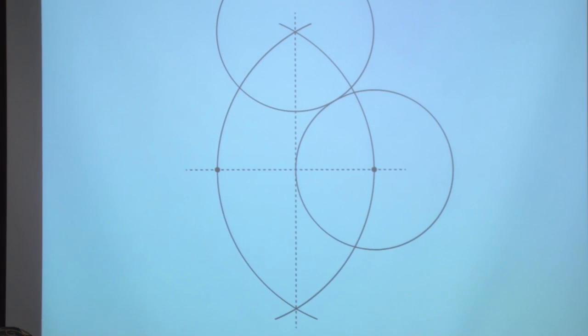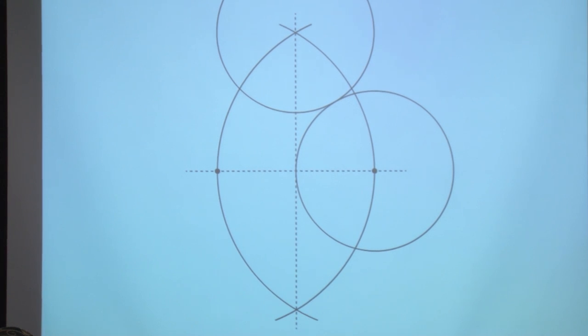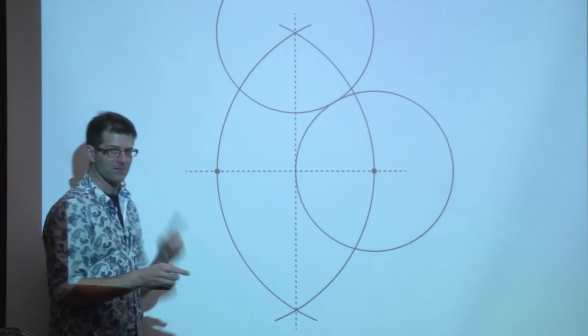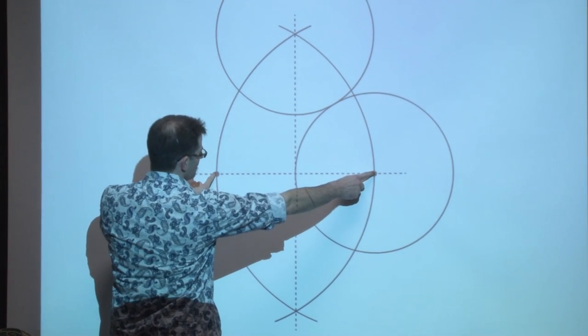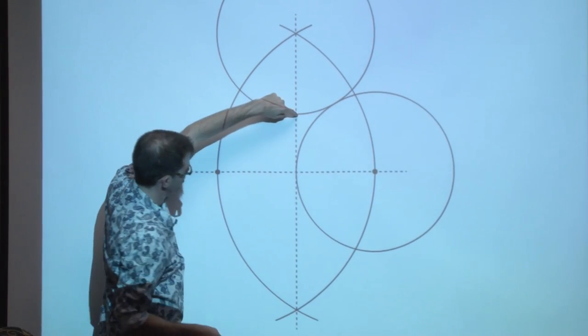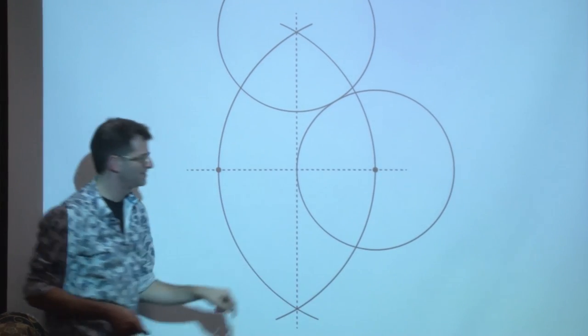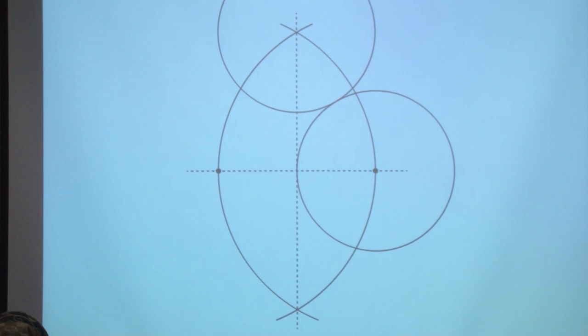And now something a little bit interesting happens. It turns out that I've already got three points of what's going to be a regular pentagon, maybe. So these two points are going to be two points of a pentagon, and this is going to be the peak of a pentagon. And I just have to identify two more points down here, and I'll be able to complete a pentagon.